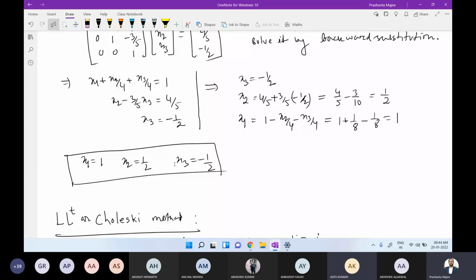Once you know A equals L into U, what will be A inverse? A inverse will be U inverse into L inverse. Now finding the inverse of a lower triangular or upper triangular matrix is relatively easy, because in that case the minors will be very easily calculated. So that technique you may use, finding the inverse of a matrix.